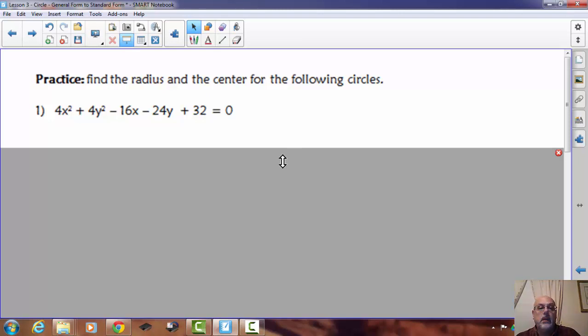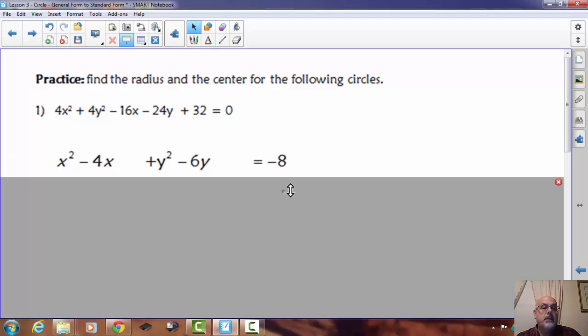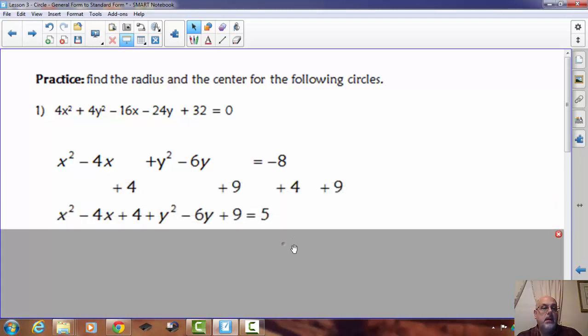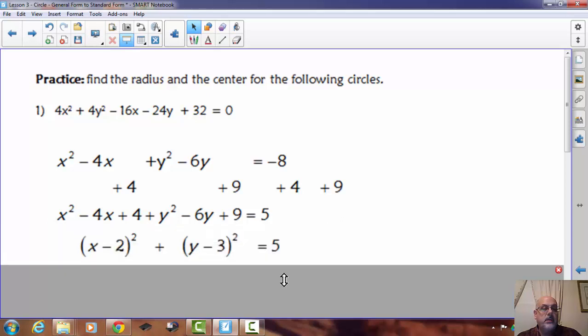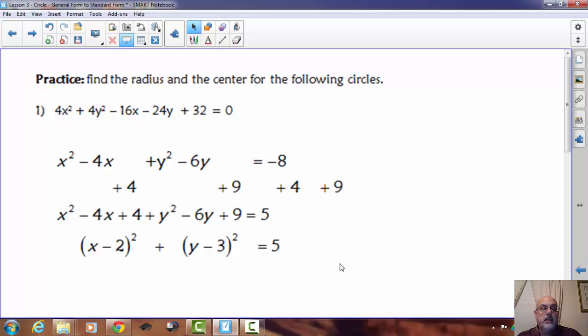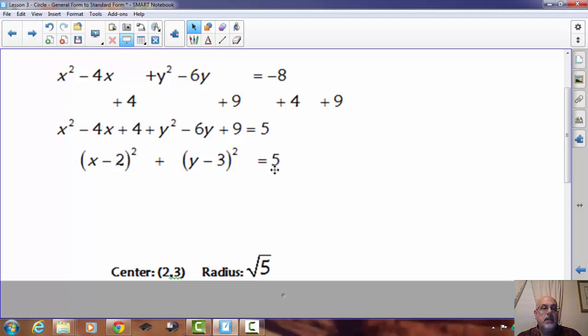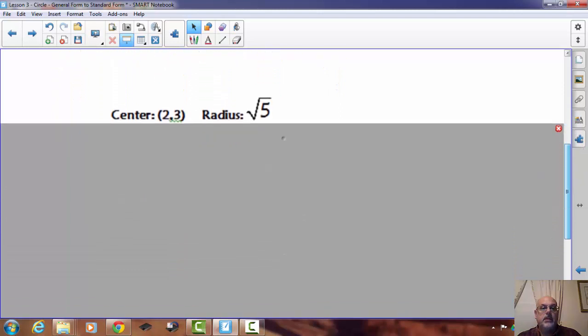Okay, so first thing I did is I divided by 4 and grouped the terms. And then I moved what works out to be an 8, 32 divided by 4, over, and it becomes negative 8. I completed the square and came out with the string of terms. They're perfect square trinomials, and they're factored. We find that the center is at 2, 3, and the radius is simply the square root of 5.